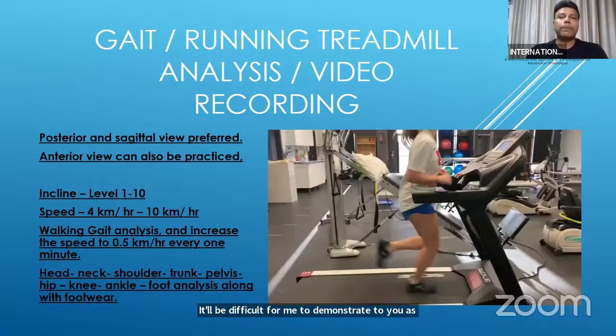when you're doing a proper video analysis of your patient, whether it's a treadmill analysis or a track analysis, request them to shoot two videos, which can be from the side view, sagittal view, or from the front or the back. I prefer the back view or the posterior view. Okay, you can do it at an incline, gradually increasing from 1 to 10, with a speed of 4 kilometers to 10 kilometers. Okay, and you can increase the speed by 0.5 every 1 minute. And I will be seeing my patients all head to toe.